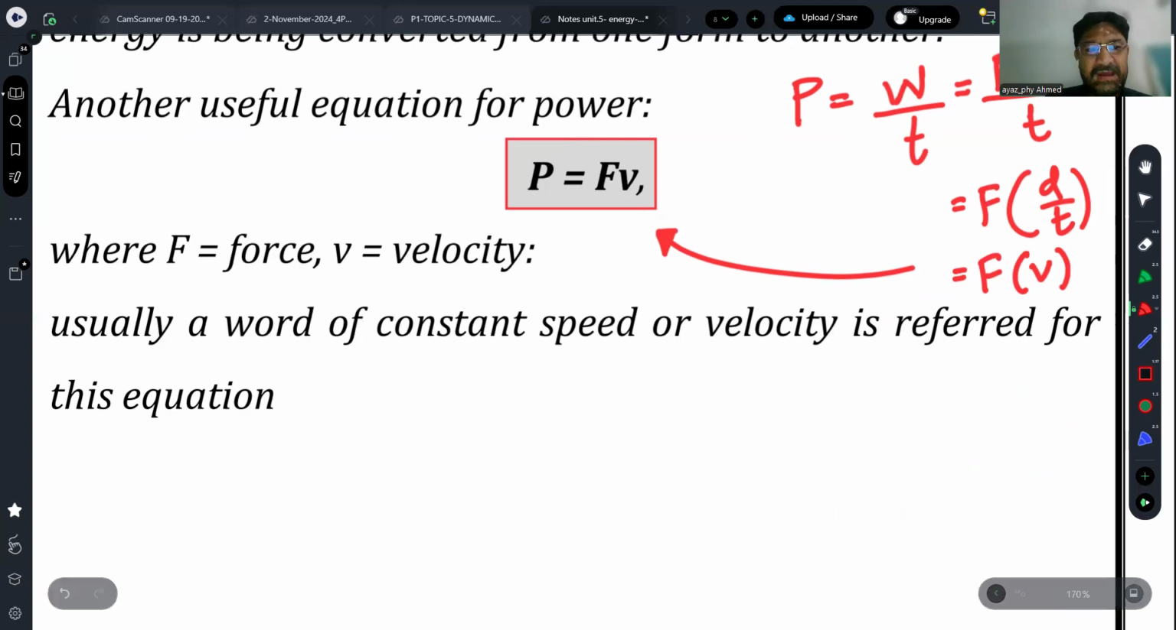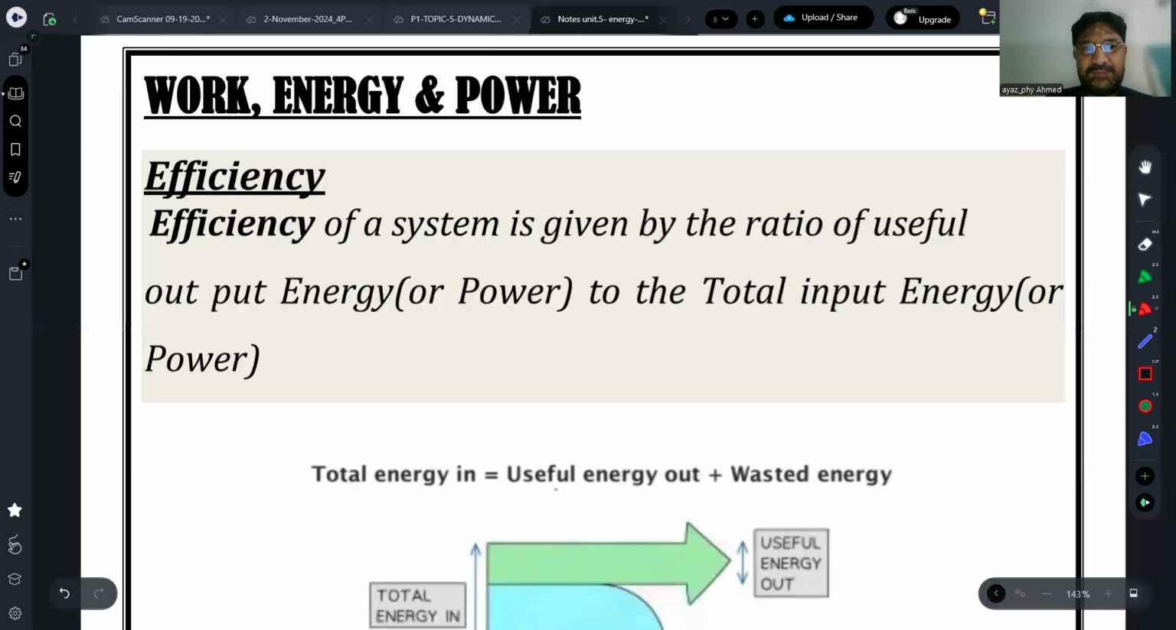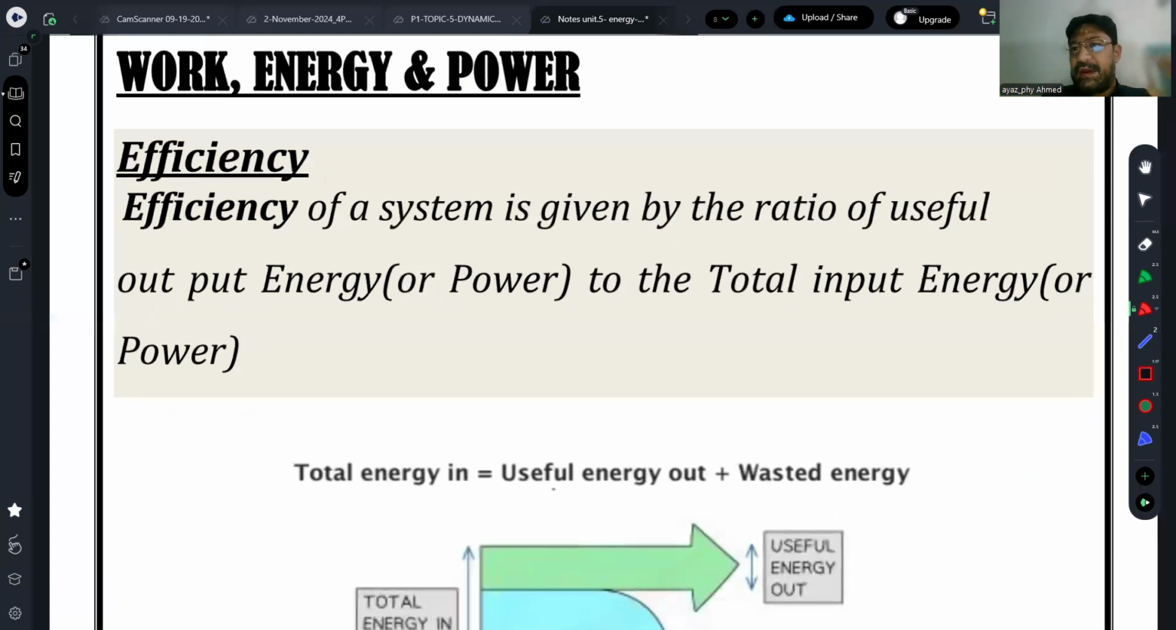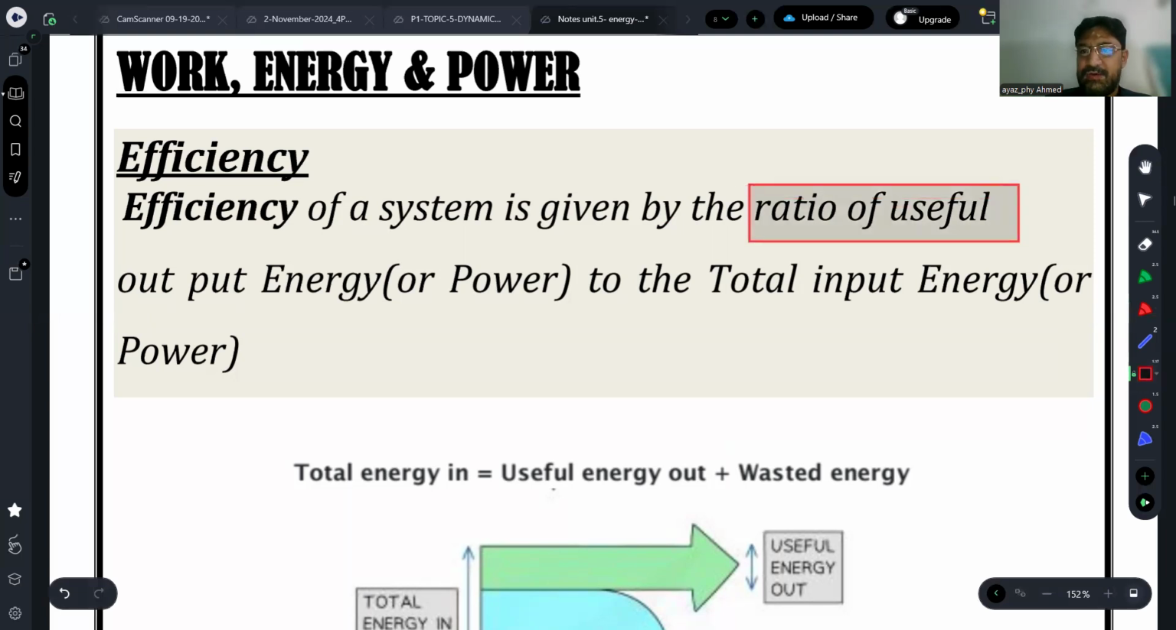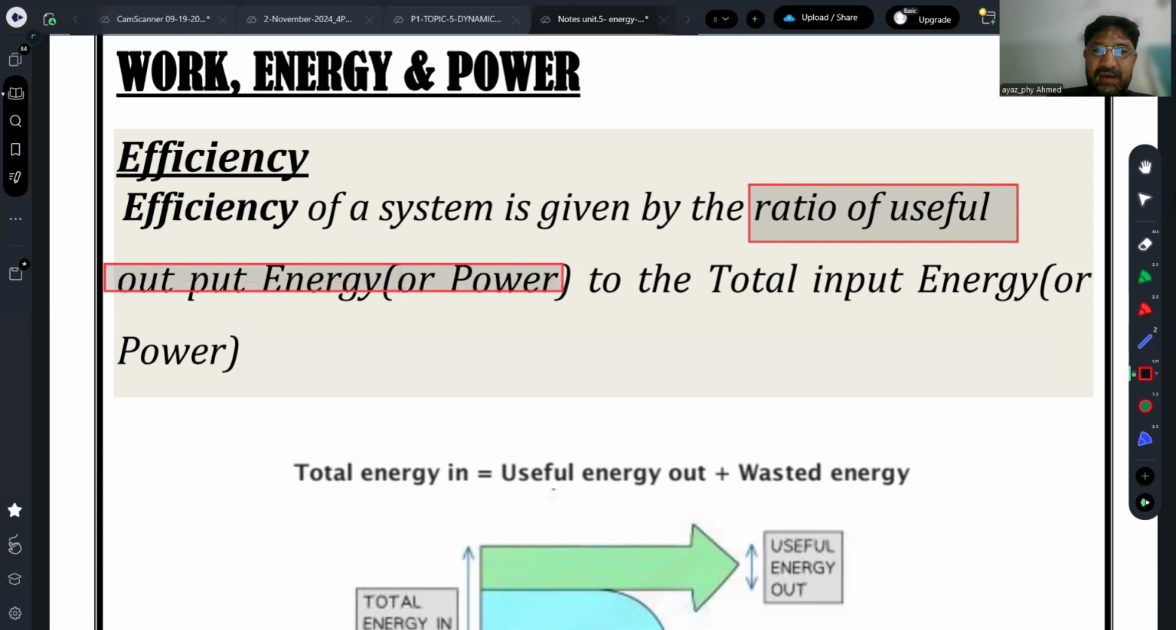Okay. Then we have the next aspect of our topic, that is efficiency. This word is very common in our daily life. When we ask what efficiency is, it means how much useful output is being provided by any person, system or machine. You have to know the definition of efficiency. Efficiency of the system is given by the ratio of useful output, a very important piece of information, to the total input.